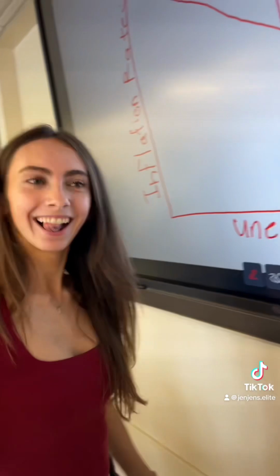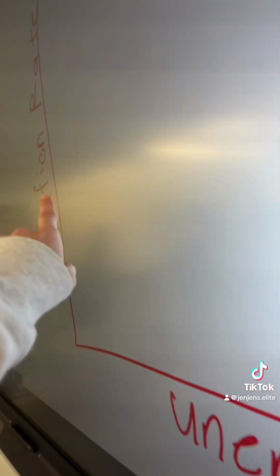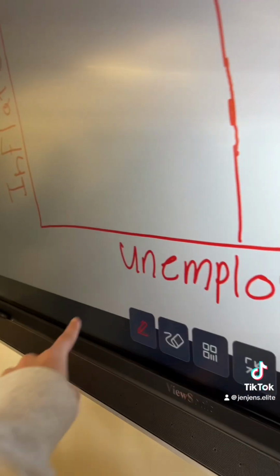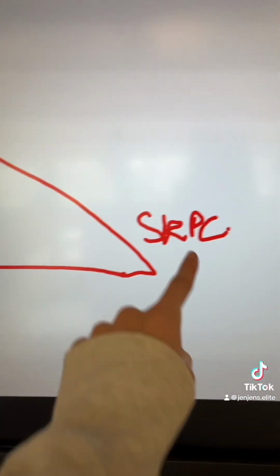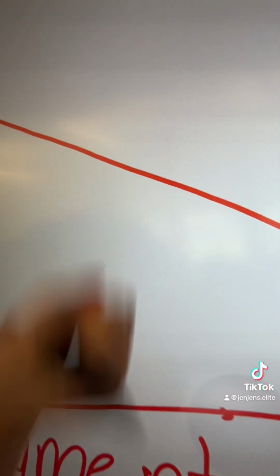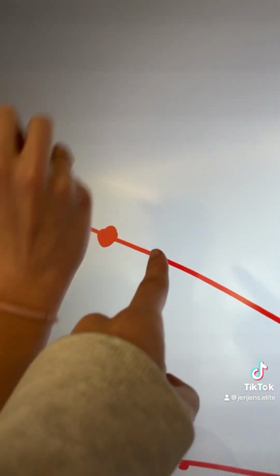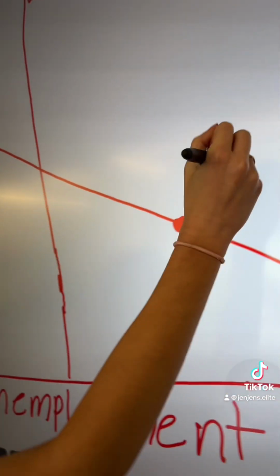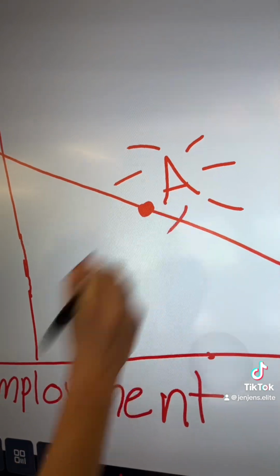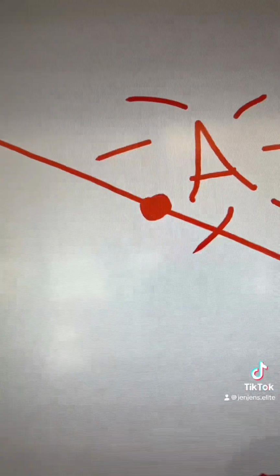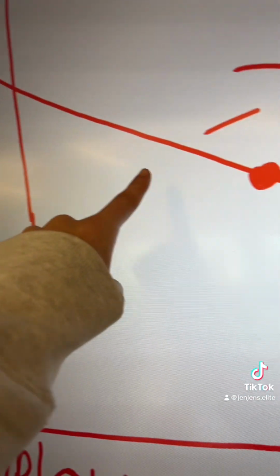All right, so this is our graph. This is the inflation and the rate of unemployment, and then the SRPC with the LRPC. So in a recessionary gap, the point is going to go to the right, and that is point A. And this shows the low rate of inflation and the high rate of unemployment.